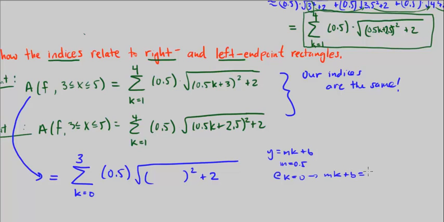mk plus b is equal to 3.5, and we're going to solve for b. 0.5 times 0 plus b is equal to 3.5, right? Solving for b, b is just 3.5. So this is going to be equal to 0.5k plus 3.5.